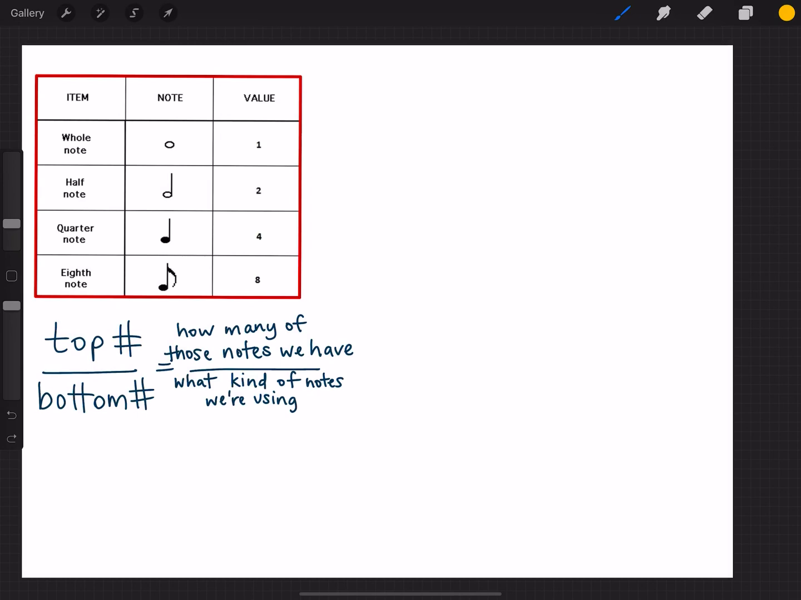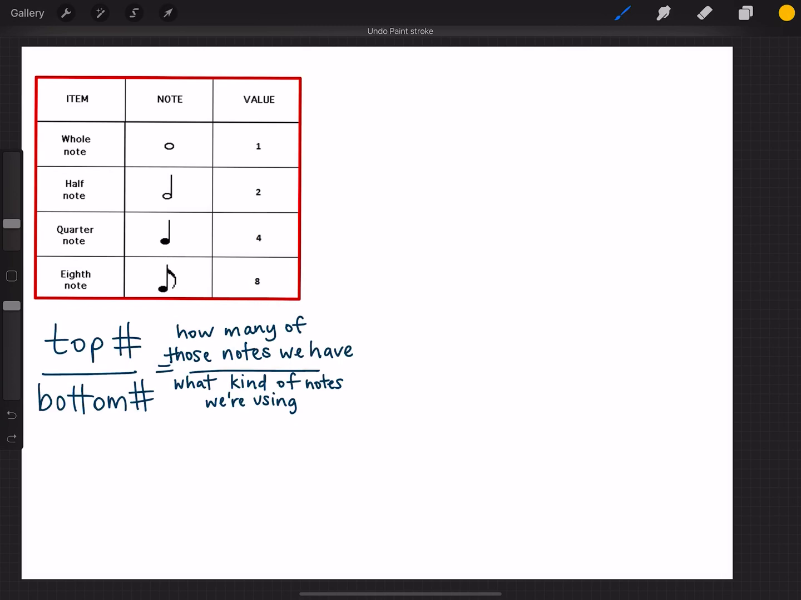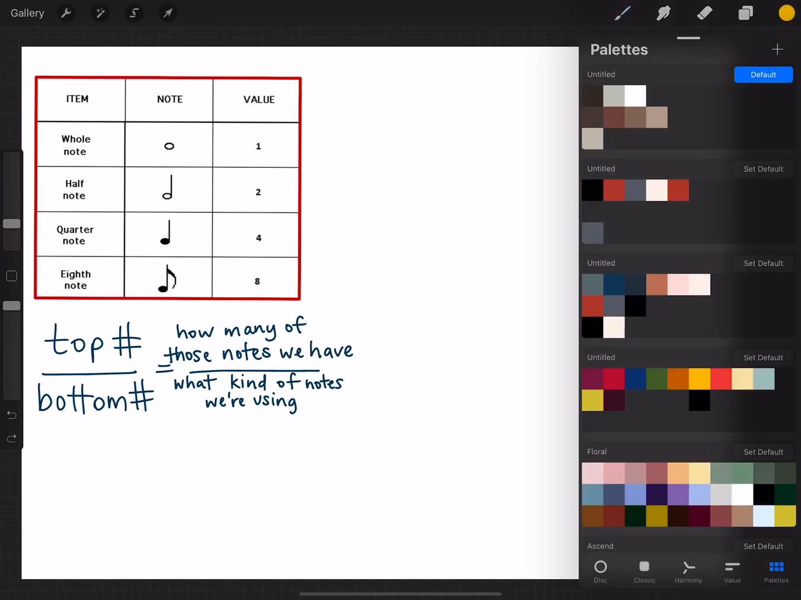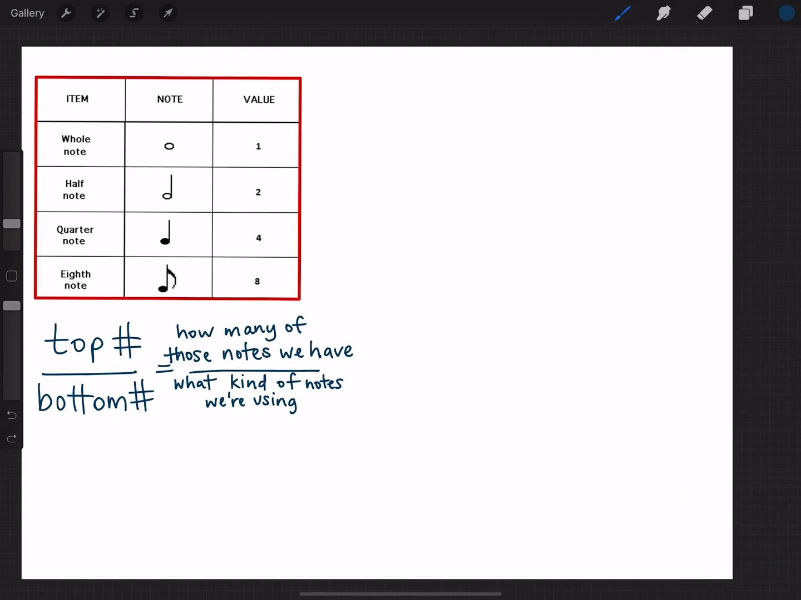Okay, so for clarification, first thing you want to do is find out what kind of notes we're using. Then all you have to do is look at the top number to tell us how many of those notes we're going to have per measure. Now remember, deciding how many notes we have per measure does not mean that we are limited to only using those kind of notes. This just gives us our guideline, okay?